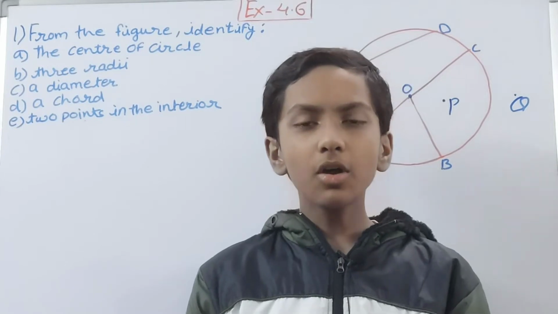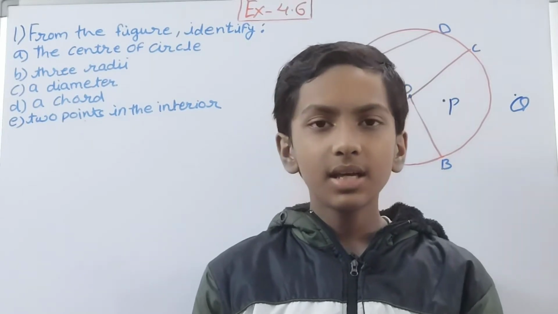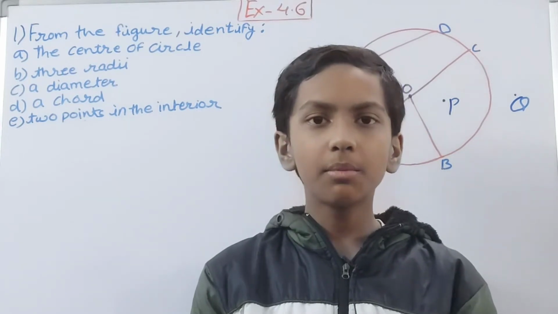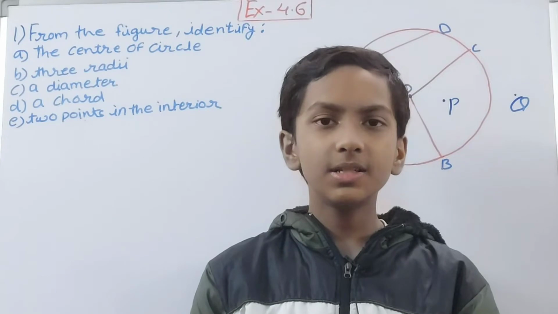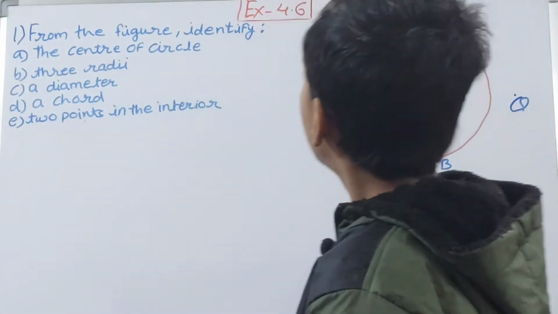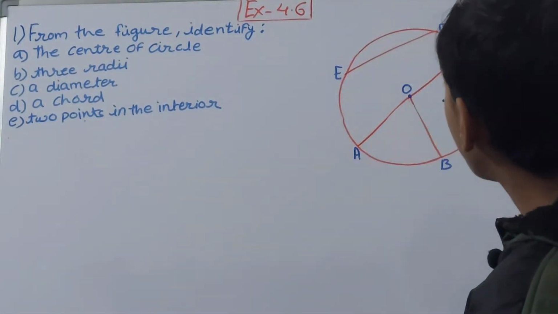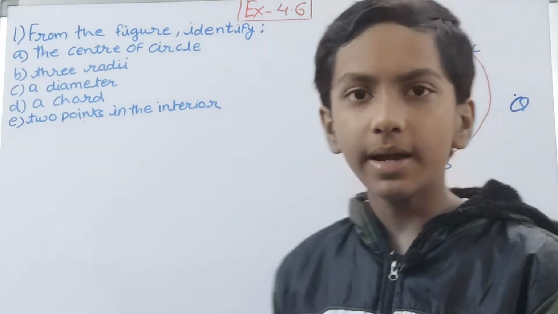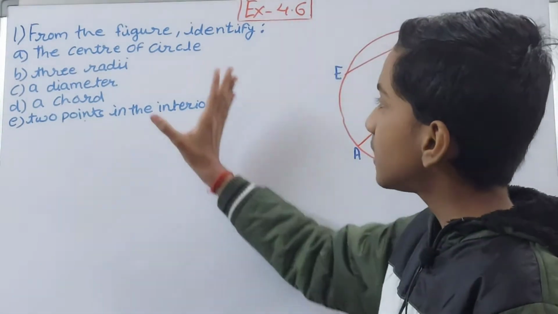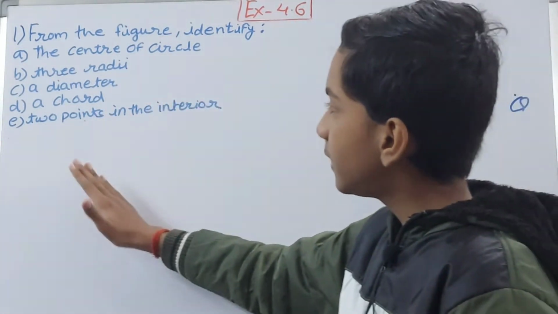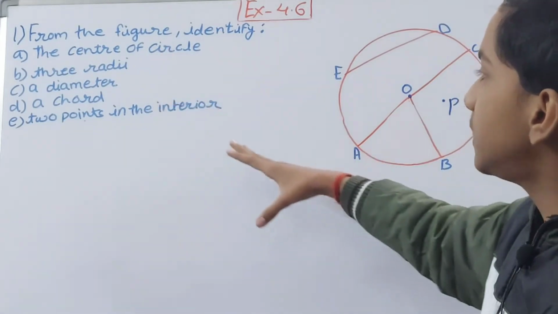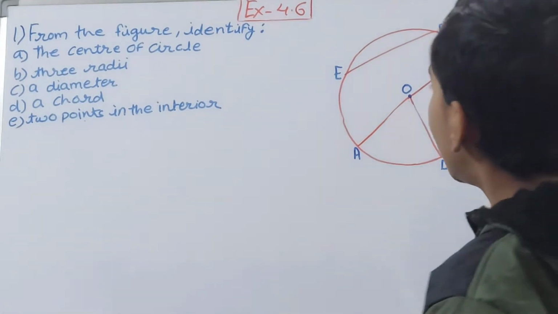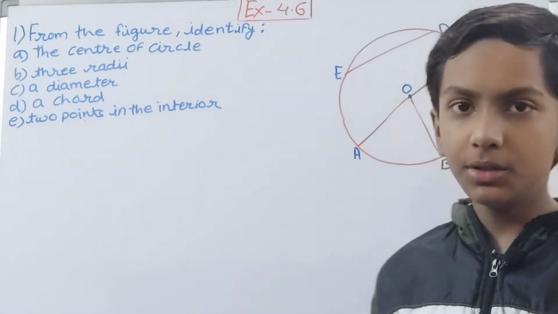In this video, we are going to solve NCERT Maths Class 6, Chapter 4 Basic Geometrical Ideas, Exercise 4.6 question number 1. So friends, without wasting any time, let us begin. It says, from the figure identify. Now, this is a figure given to us here. From this figure, we have to identify the center of the circle, 3 radii, a diameter, a chord and 2 points in the interior. There are more. So first we have these 5 here. Now we will identify them one by one using this figure.